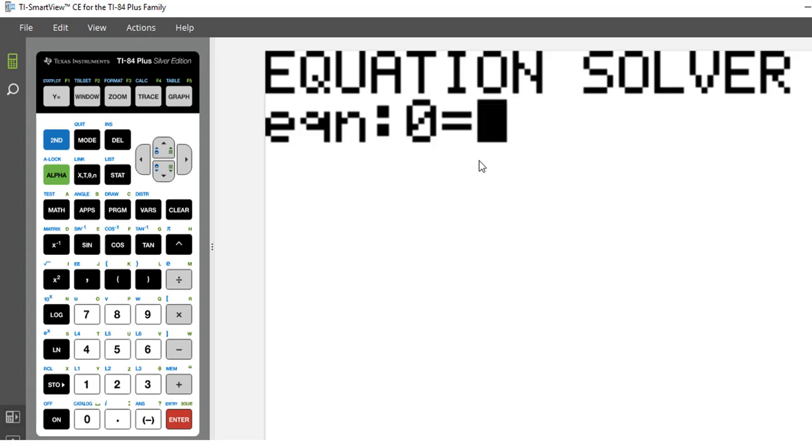In what situation are we supposed to use the equation solver? If it's a polynomial function, I recommend you use the polynomial root finder. When you have any equation where the solution is unique, we only have one solution for the equation, then try to use the equation solver.